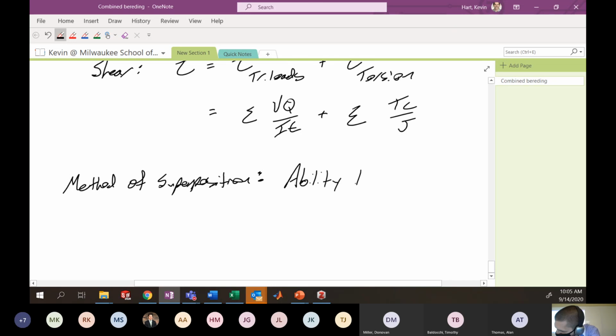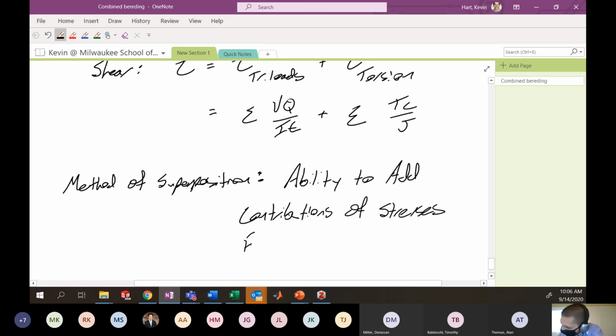So your ability to add contributions of stresses from individual loads or moments.